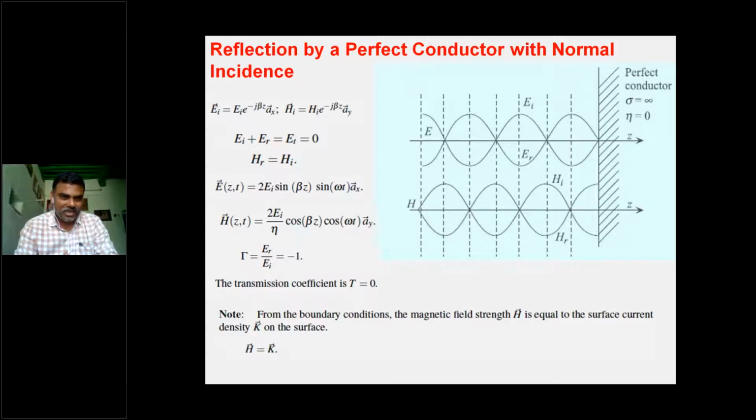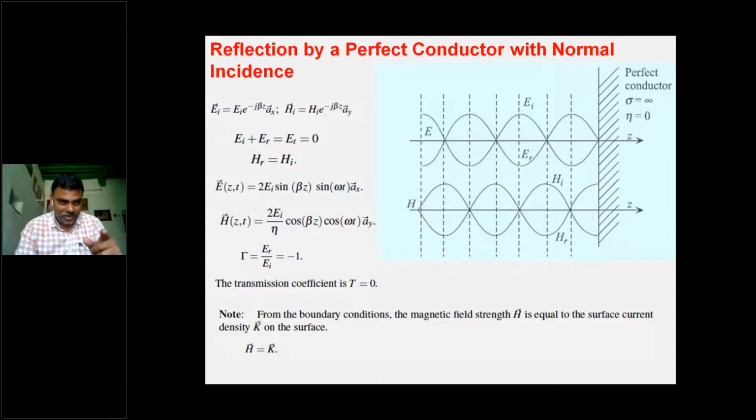So by solving that, we have the electric field solution and the magnetic field solution equations. E is 2 Ei sin(βz) sin(ωt) ax. Similarly, H is 2 Ei by η cos(βz) cos(ωt) ay. And the reflection coefficient for this case is -1, and the transmission coefficient is 0.